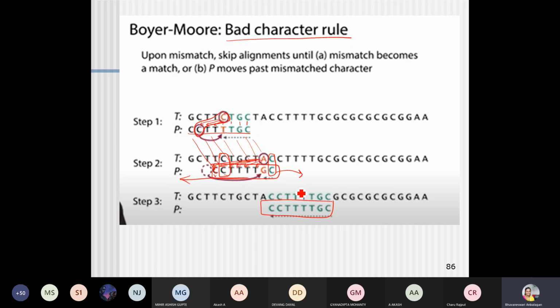That means a mismatch will become a match. And if there is no match found in this direction, there is no use of searching for the pattern in this direction. So the pattern P moves past the mismatched character, and you have to align the entire pattern towards the next set of values where you can find the match. That means the entire pattern is going to get shifted to the next position. That is the idea behind this bad character heuristic.